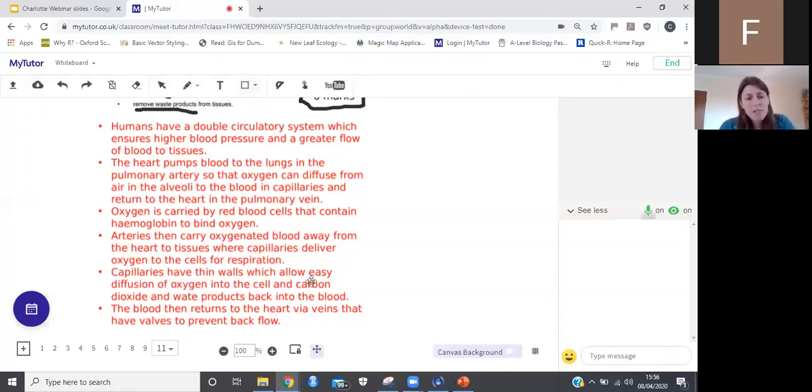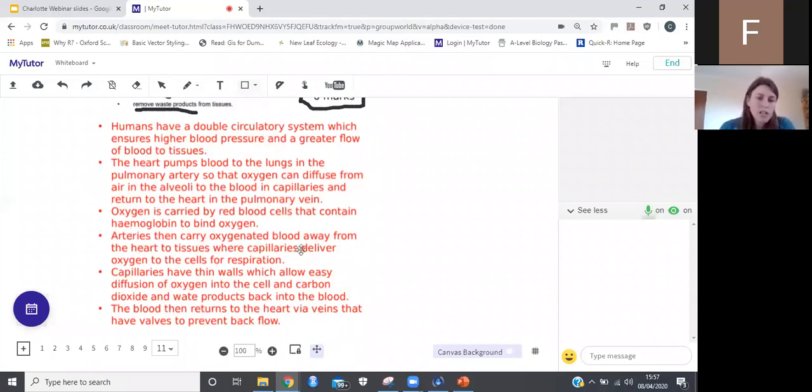And the capillaries are adapted for this. They have thin walls, which allows easy diffusion of oxygen into the cell and carbon dioxide and waste products back into the blood. So there we talked about the exchange that we talked about on that slide with the capillary diagram. So we're exchanging that oxygen for carbon dioxide. We've given off our glucose and are picking up other waste products like urea. The blood then returns to the heart via veins that have valves to prevent backflow.